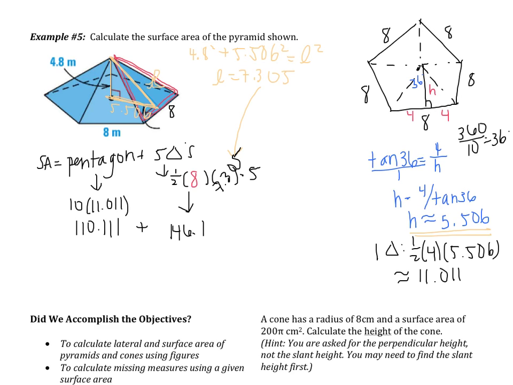That's the area of all those triangles. For the surface area, I need to add back in that pentagon, so the 110.111. When I do that, I get my surface area to be 256.211 meters squared.